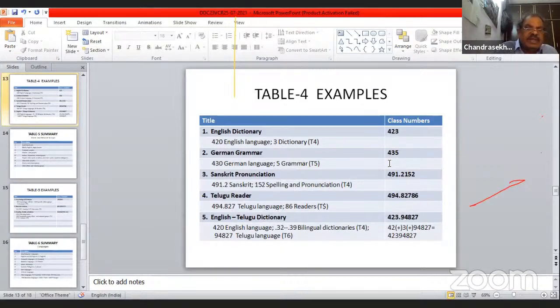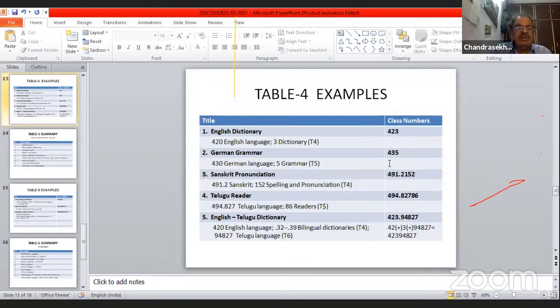There is an instruction there in Table 4. 3.2 to 3.9 means 2 to 9 is meant for the second language. 3 is dictionary, 2 to 9 is for the other language. So 420 is English language. Then we added 3 for dictionaries. Then the second language is also taken from Table 6. You have to take the second language from Table 6.